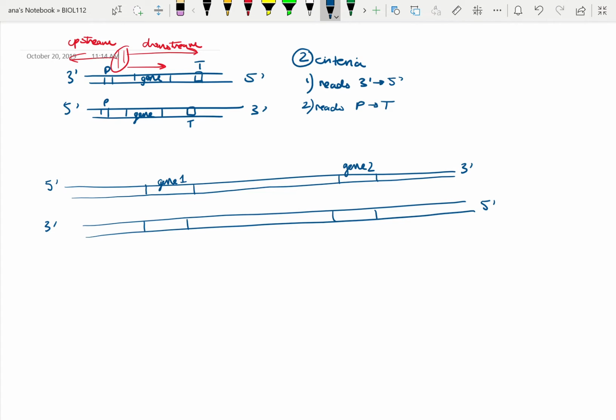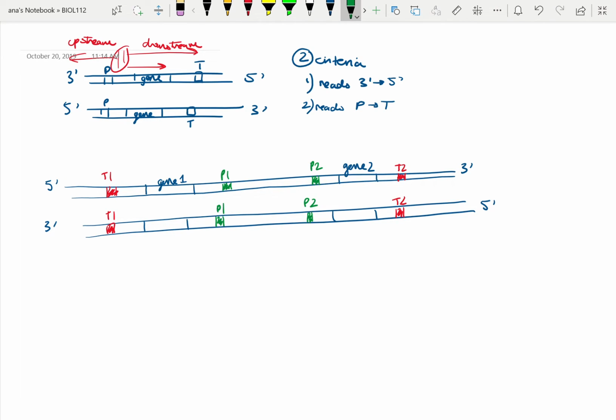Gene 2, and I'll draw the terminators in red because red is for stop. So this is T2. And then over here we had T1. And then I'll draw the promoters in green for go, P1 and P2.